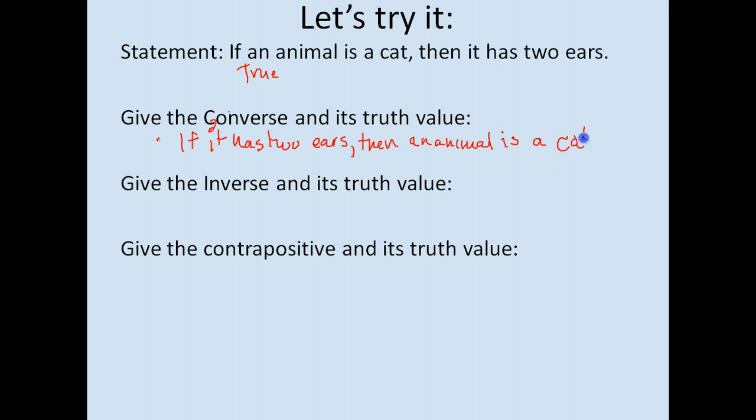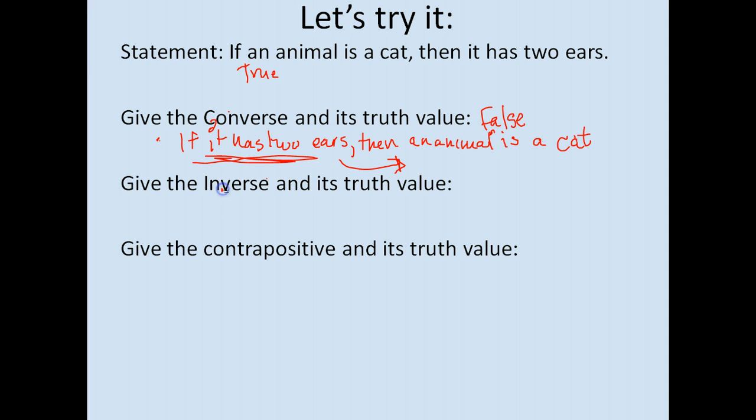All right, what's the truth value of this statement? Is the converse true? If something has 2 ears, is it a cat? I would say that is false. I have 2 ears, and I am not a cat. You have 2 ears and you are not a cat. So the truth value of that converse would be false, because not everything that has 2 ears is automatically a cat.